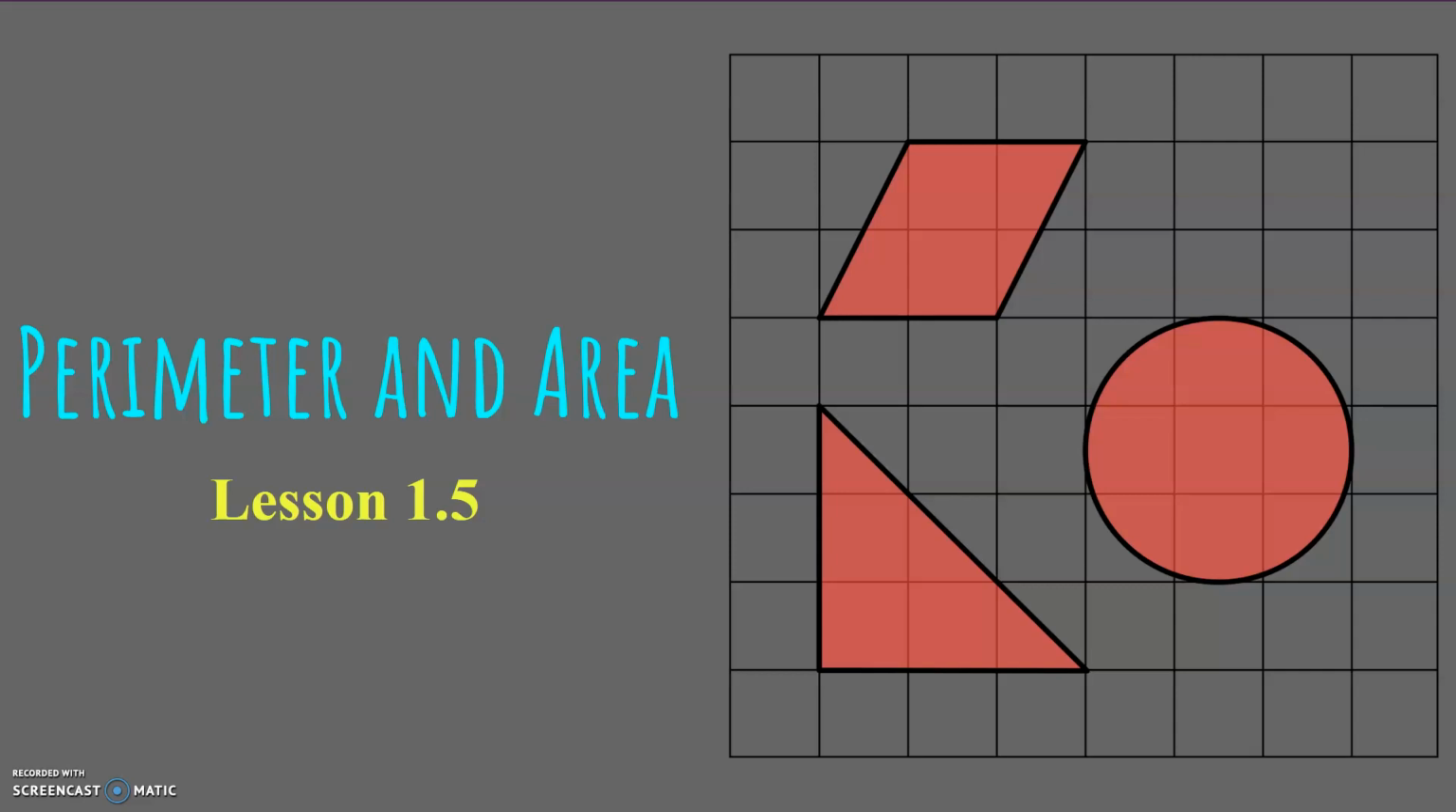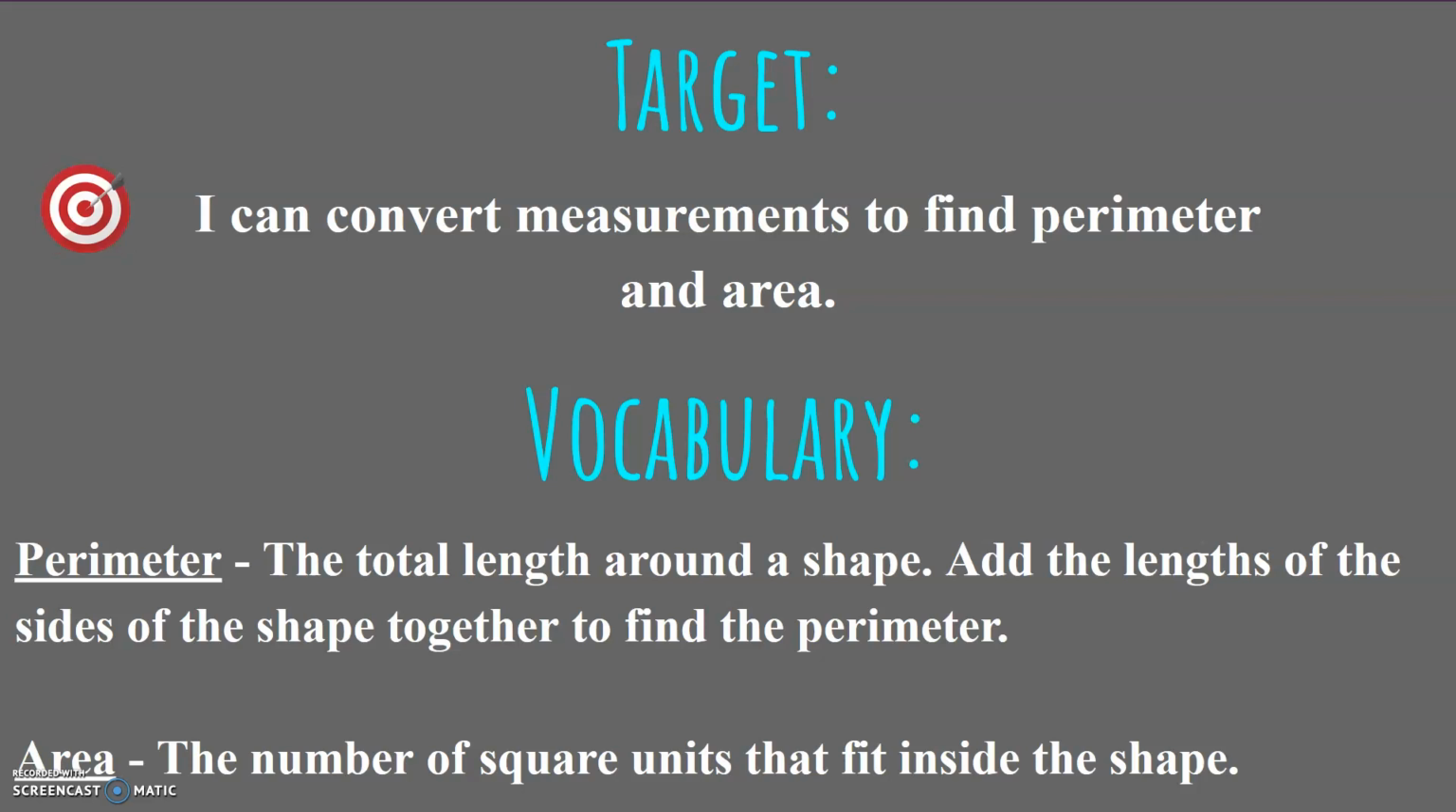All right, it's time for 1.5, our last lesson of this block, perimeter and area using ratios and unit conversions. To start out with, our target is I can convert measurements to find perimeter and area.